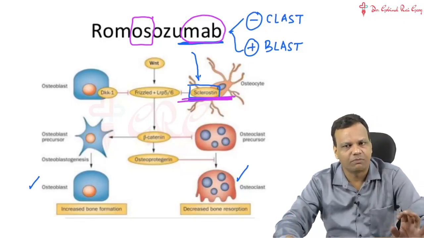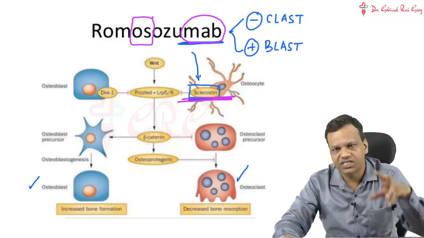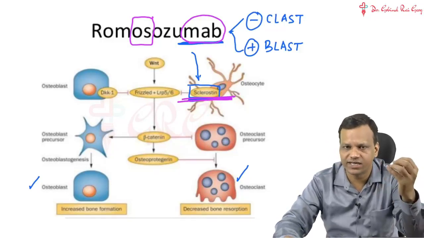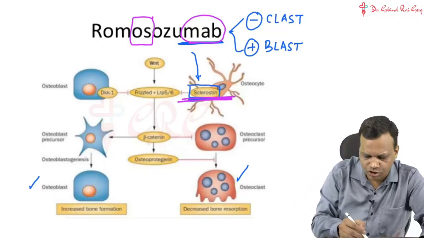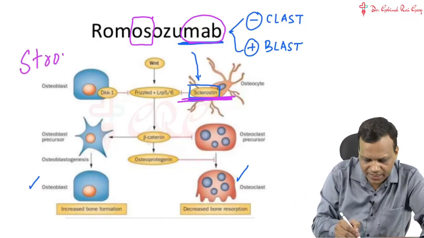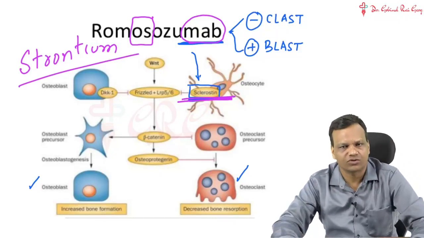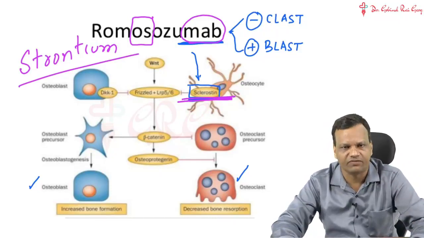Inhibit clast, stimulate blast. Can you name another drug which has this dual activity? Only one drug extra we have. Yes, that is strontium ranelate. Strontium ranelate also inhibits osteoclast and stimulates osteoblast. Only these two drugs have dual activity.